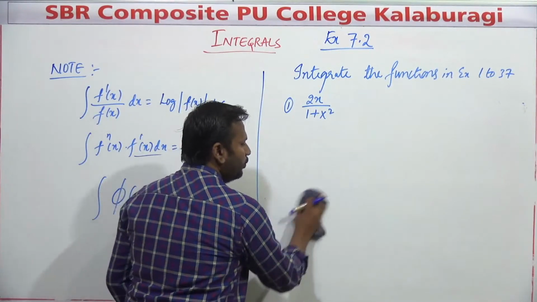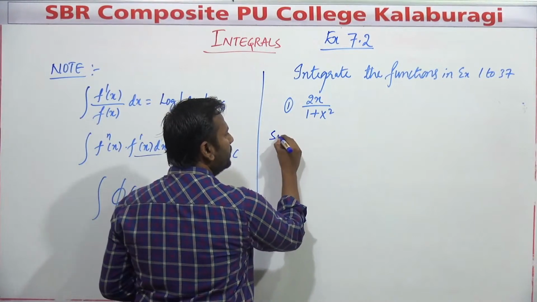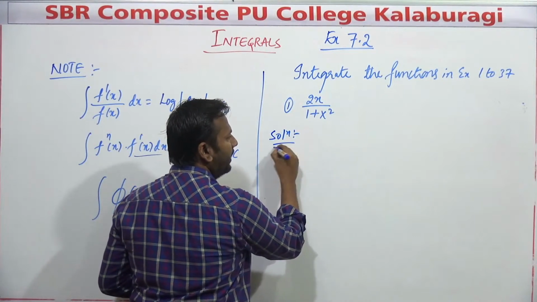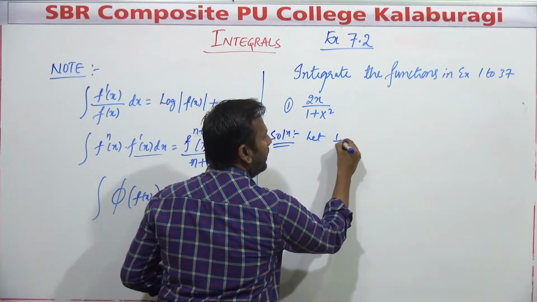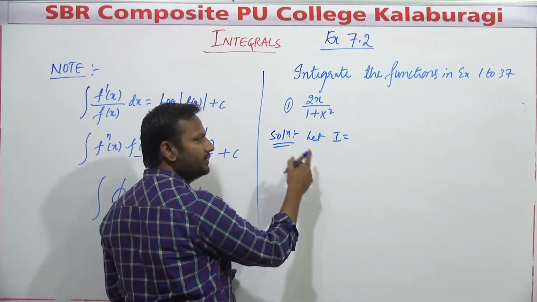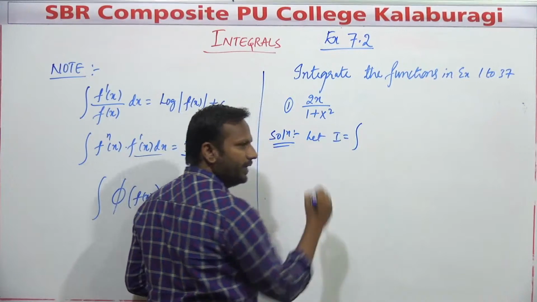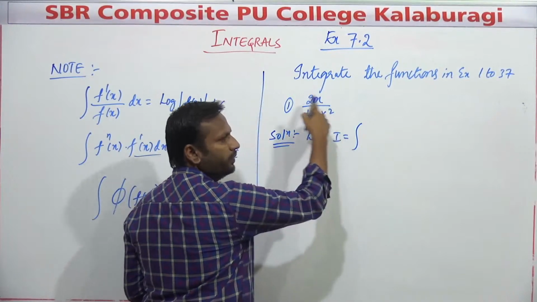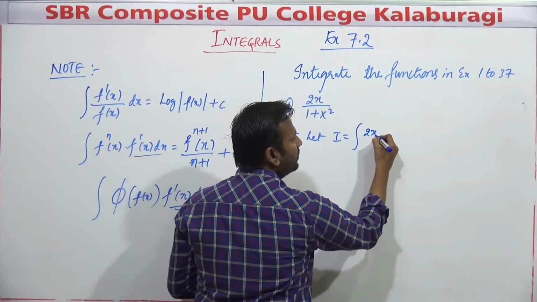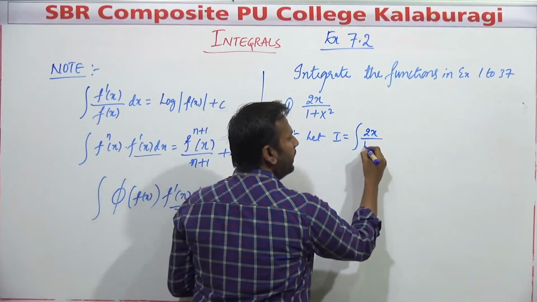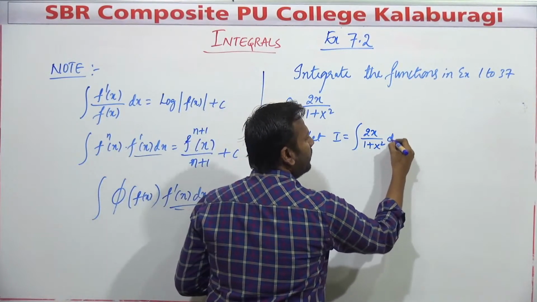So firstly, whatever may be the question here, consider it as I. Let I is equal to whatever may be the question. We have to integrate, so the integral of this one, the integrand. What is the integrand now? What is the function here? 2x divided by 1 plus x square dx.